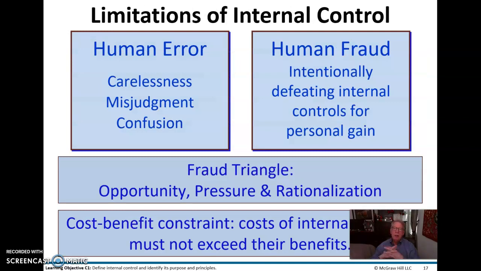All right. The limitations of internal control: nothing is perfect. There's no fail-safe system. There's always the possibility of carelessness, misjudgment, confusion on the part of people. And sometimes people go astray by intentionally trying to defeat the internal controls for personal gain. I unfortunately have many stories related to that, and so the fraud triangle is important in a way to identify the opportunity for that fraud.